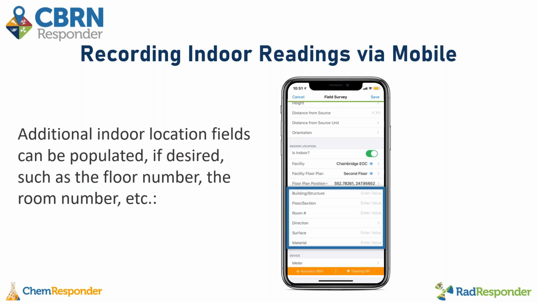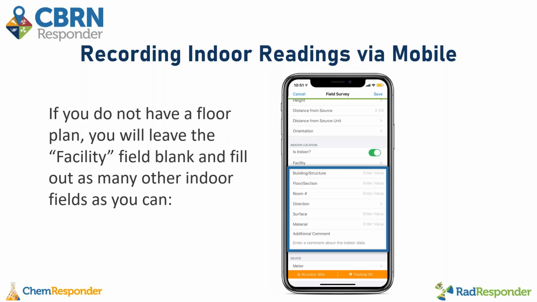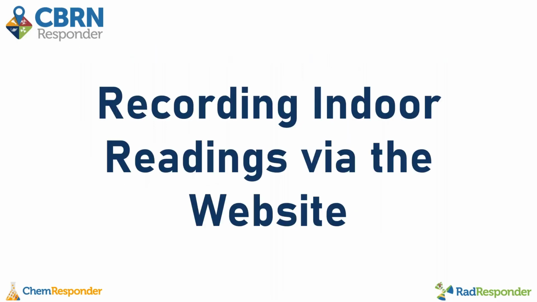Continue to fill out any additional indoor location fields. Again, this can be things such as room number, floor number, etc. If you do not have a facility floor plan, but you just want to indicate that this reading was recorded indoors, you do not have to select a facility. You can just include that additional information.